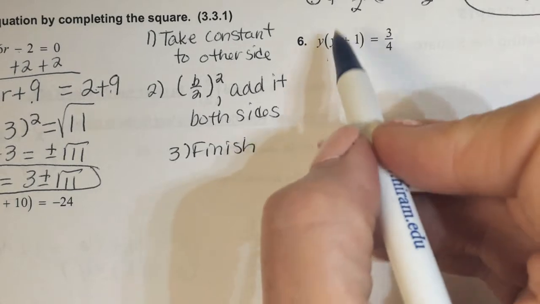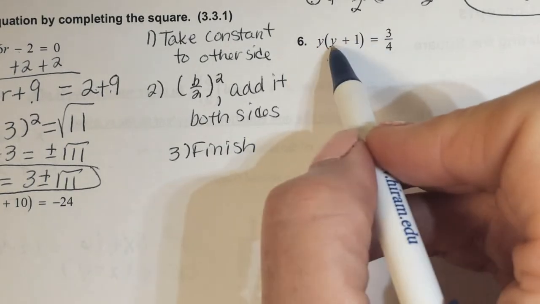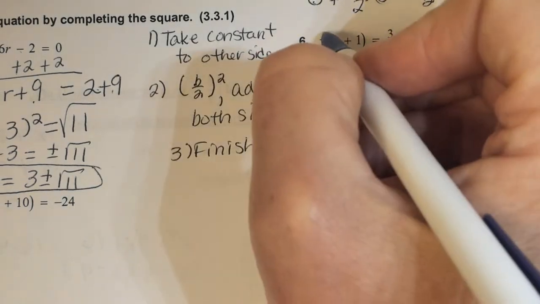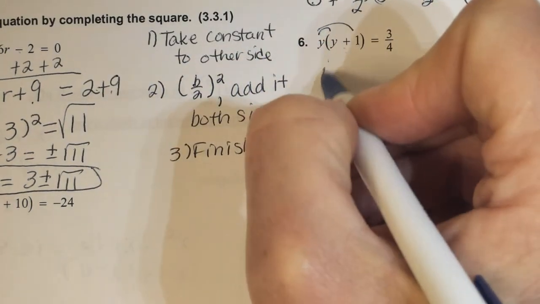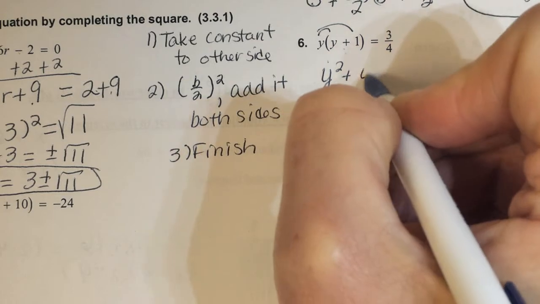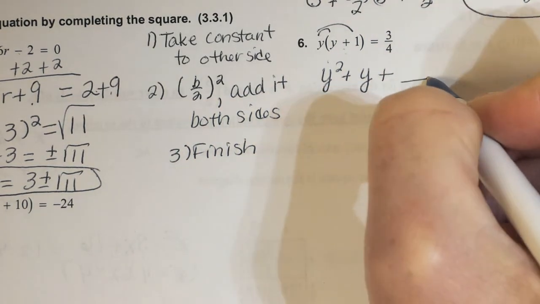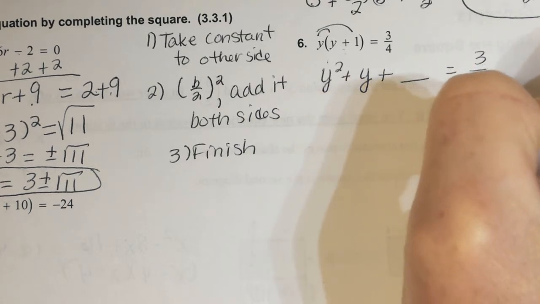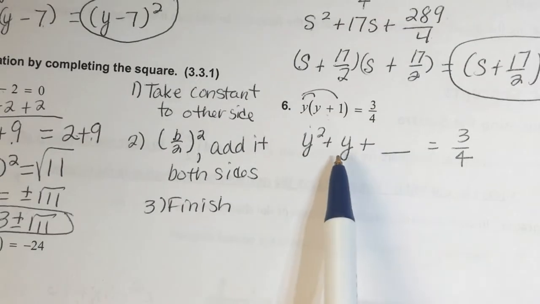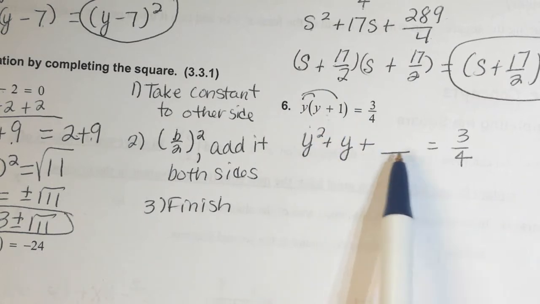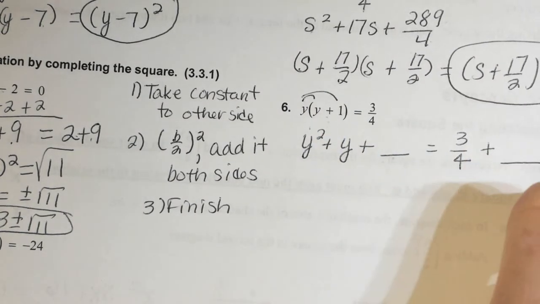All right, so on this one, this is not in any kind of form. There's nothing you can do right now to solve this problem. I have to distribute it first. I get y squared plus y. I'm going to leave some space because I have to complete that square. You see what I did? I distributed. I'm going to add that value here, and I'm going to add that value here.